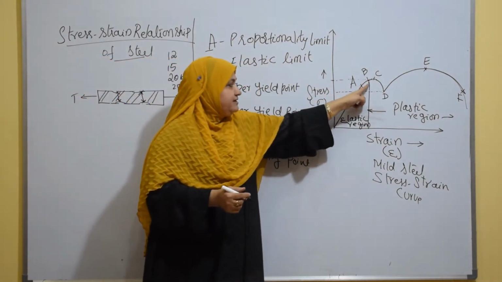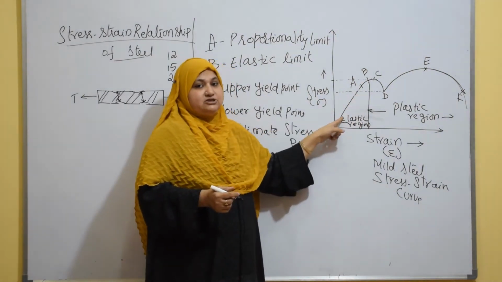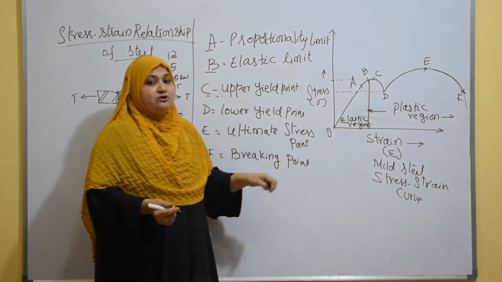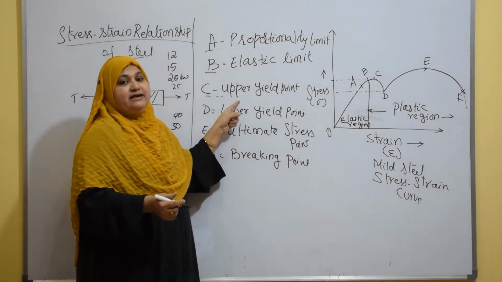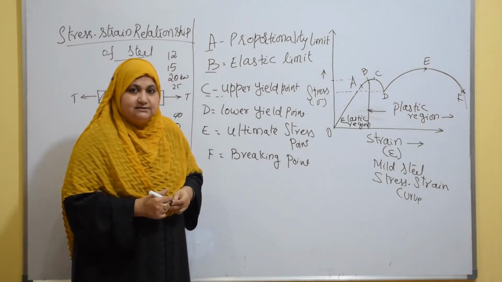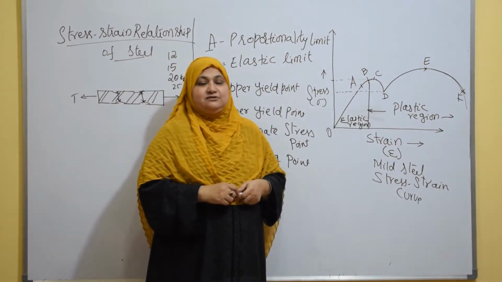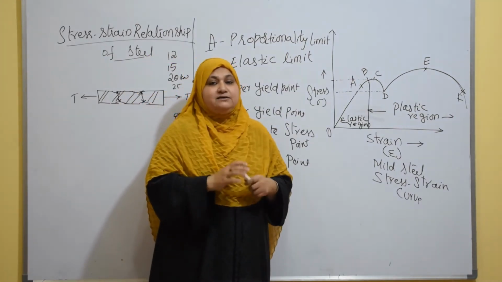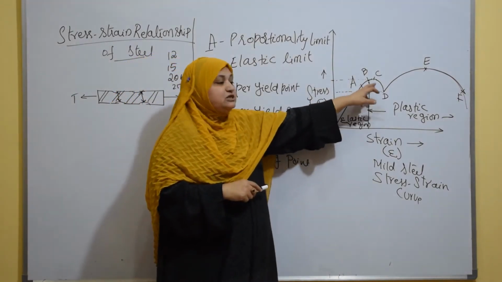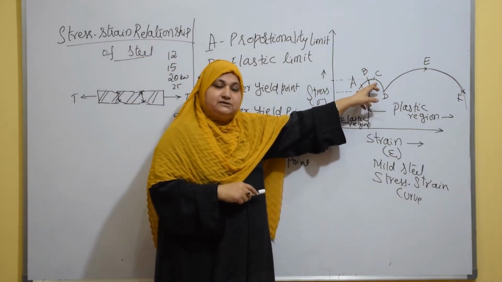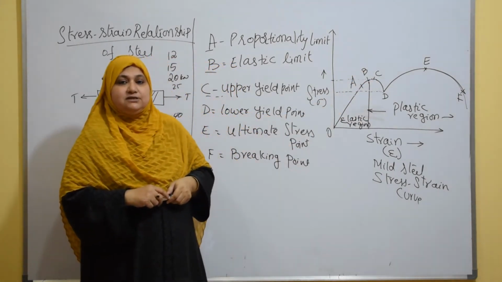Up to B, the material property is elastic, meaning if you remove the load, it will regain its shape. Then when you further increase the load, we get a point called the upper yield point C. Here yielding of the material starts. The material has entered the plastic region, meaning once deformation has occurred, it will not go back to its original shape. This is the maximum load at which the yielding of the material starts.